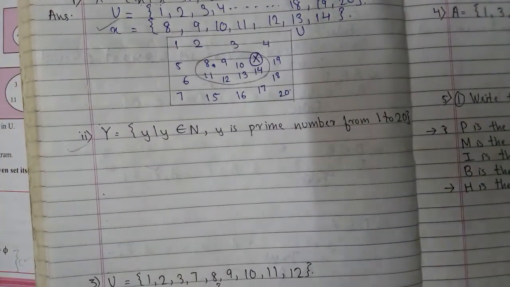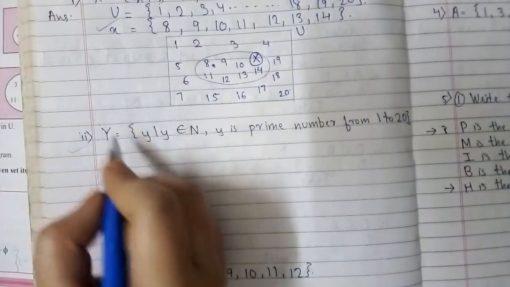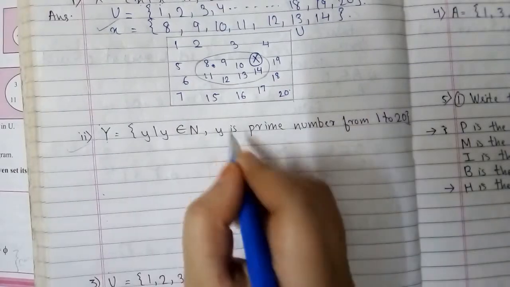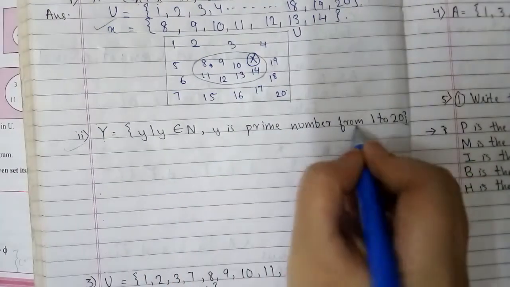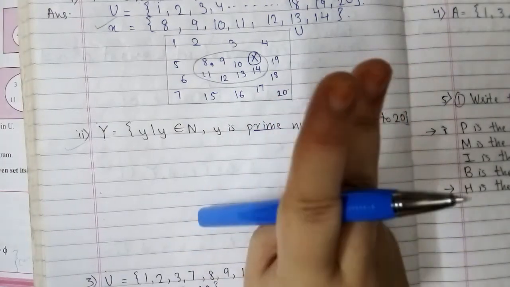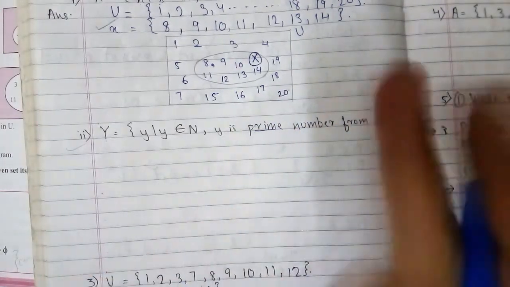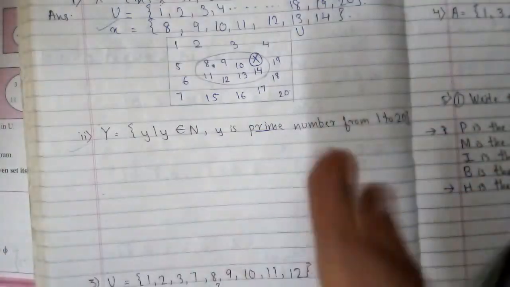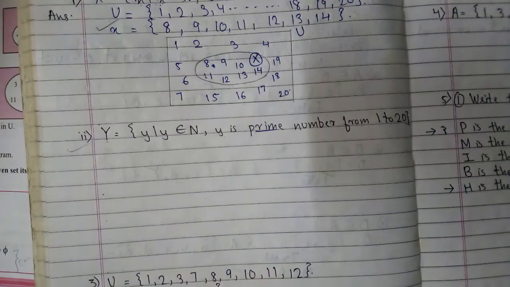Now question number 2 is set Y. We have to draw the Venn diagram for set Y. So Y is an element of natural numbers. Y is a prime number from 1 to 20. Now a prime number means a number which has only two factors, one and the number itself, like 3. Sorry, not 1. 1 is not a prime number. 3. Okay.